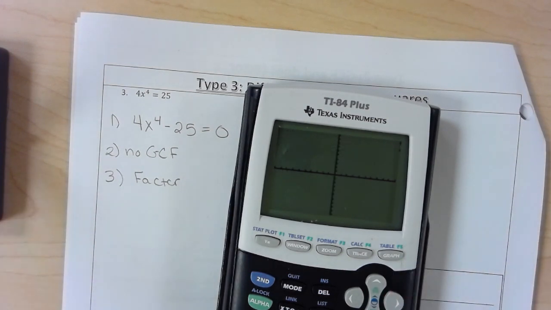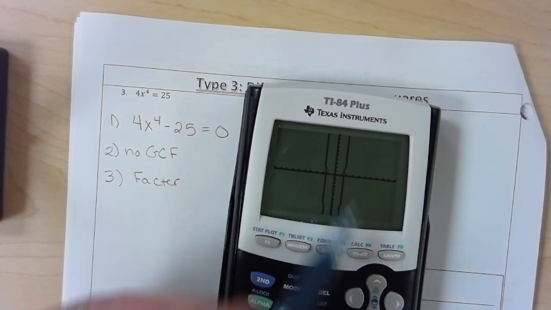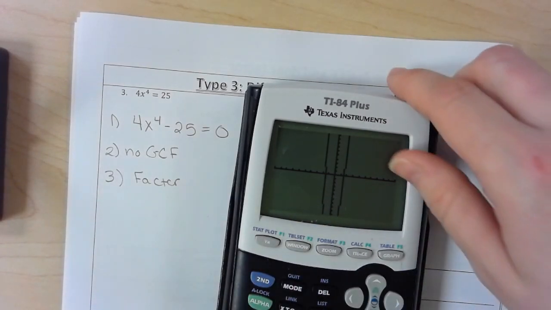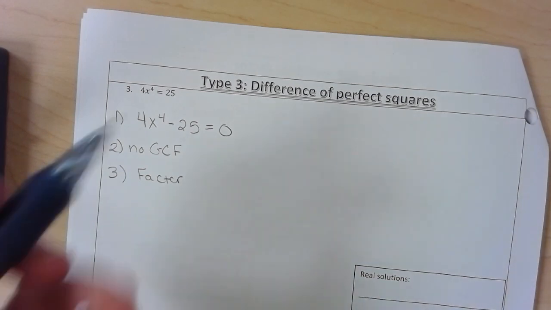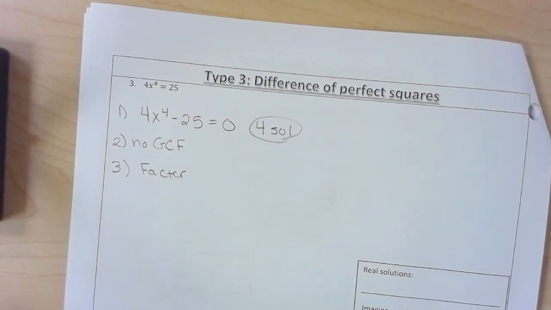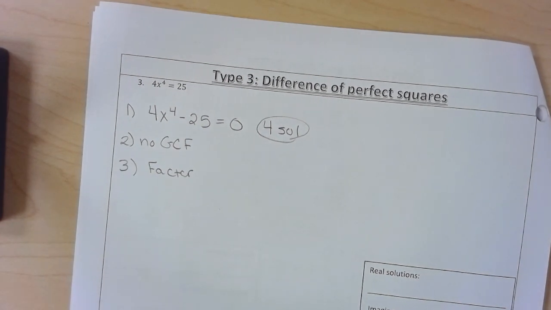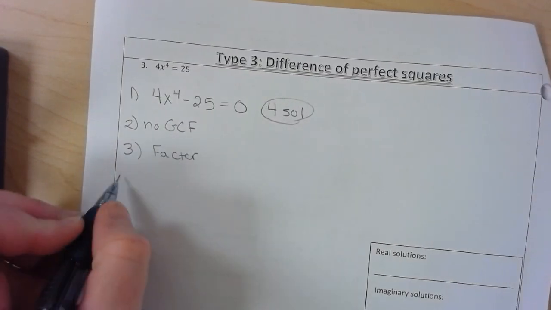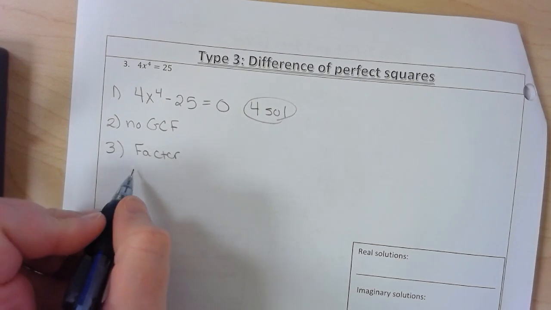And when we hit graph, oh good, I can see that we at least have 2 places that it's going to cross the x-axis. Now, if you've caught on in the past couple of problems, we are going to have 4 solutions because of the exponent of 4. I found 2 of them on my graph, but we're going to find them all by factoring. So as we factor them, we're going to take their square roots.